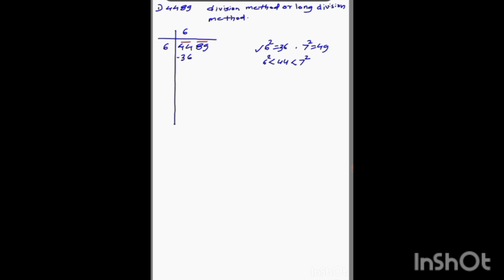Then, usual method, just subtract it. So you get 8 here, and bring down the whole pair which you have marked. That is why we have marked it, so that we can take the whole pair, not a single digit. So 889.